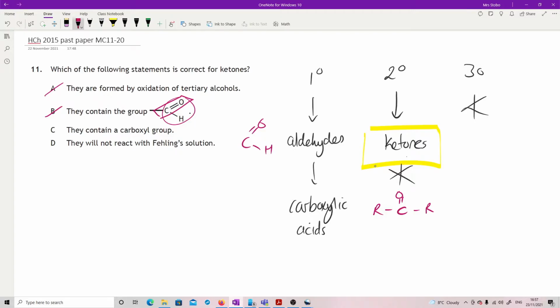They contain a carboxyl group, no. That's a carbonyl with the C double bond O, and carboxyl would be a combination of hydroxyl and carbonyl, giving you carboxyl, and that's in the carboxylic acid, so not that one. They will not react with Fehling's solution. That's true because we cannot go any further once we have got as far as a ketone, so D.